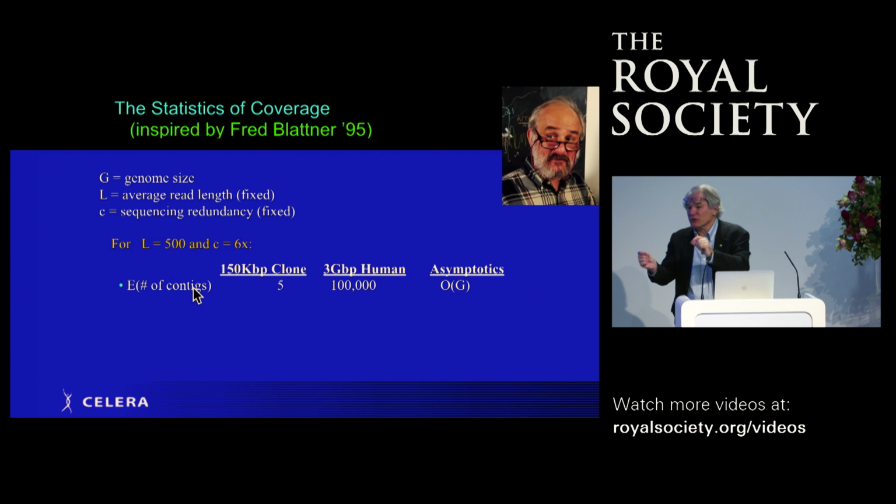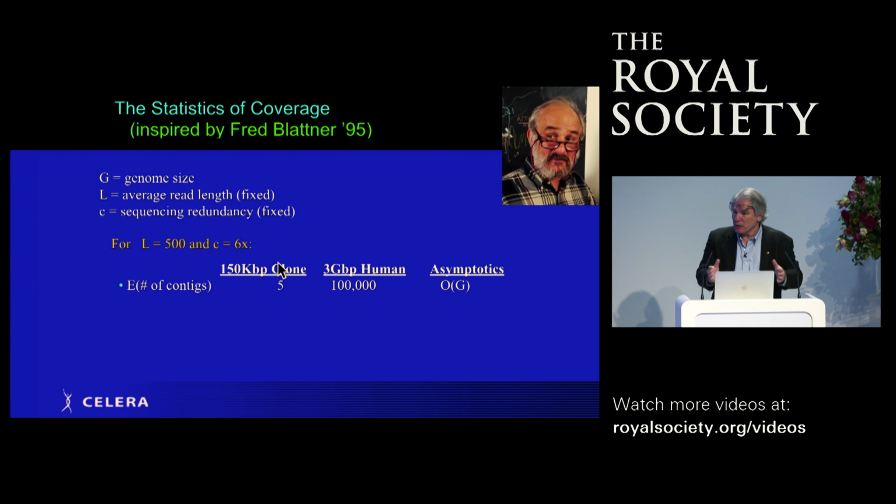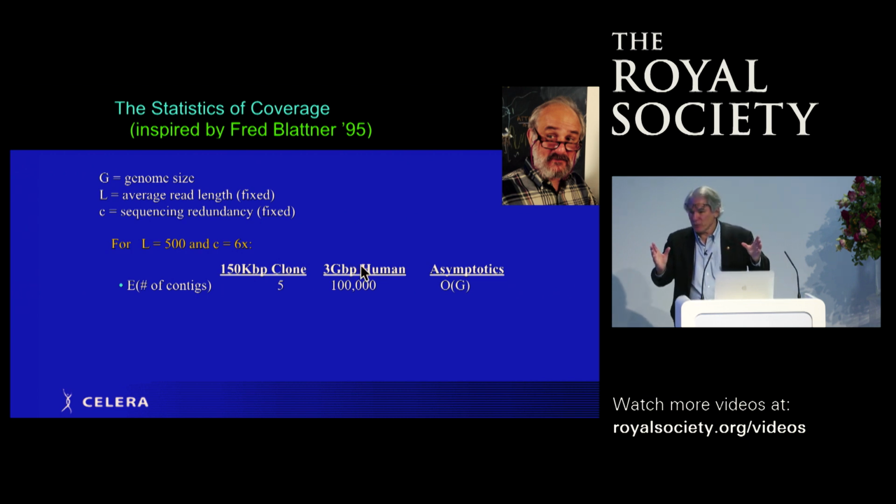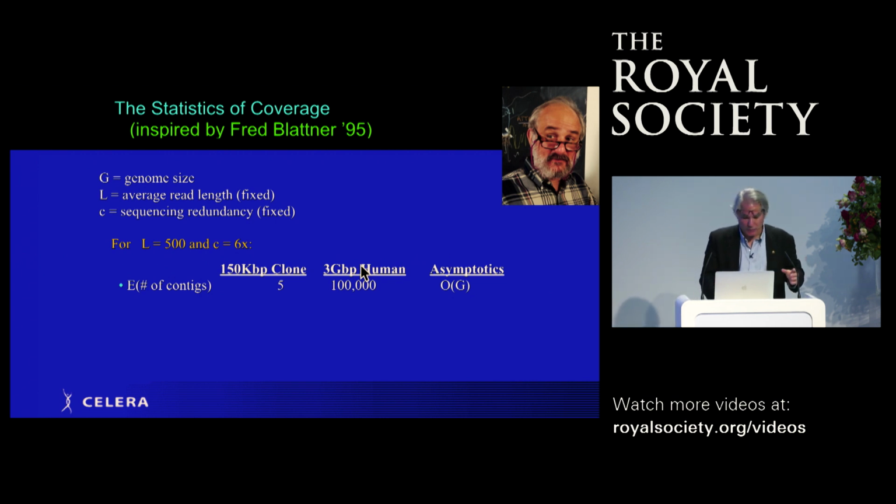Or conversely, how many holes do you expect? Regions where you don't have coverage. If you do a 150,000 base pair clone, that theory says that you would have 3 holes, 3 places where you got unlucky and didn't have any. If you take the 3 billion base pair human genome, you're going to have 100,000 holes by the theory, right? You're going to have a linear number. You're going to have 20,000 times as many holes because the human genome is 20,000 times bigger, okay?